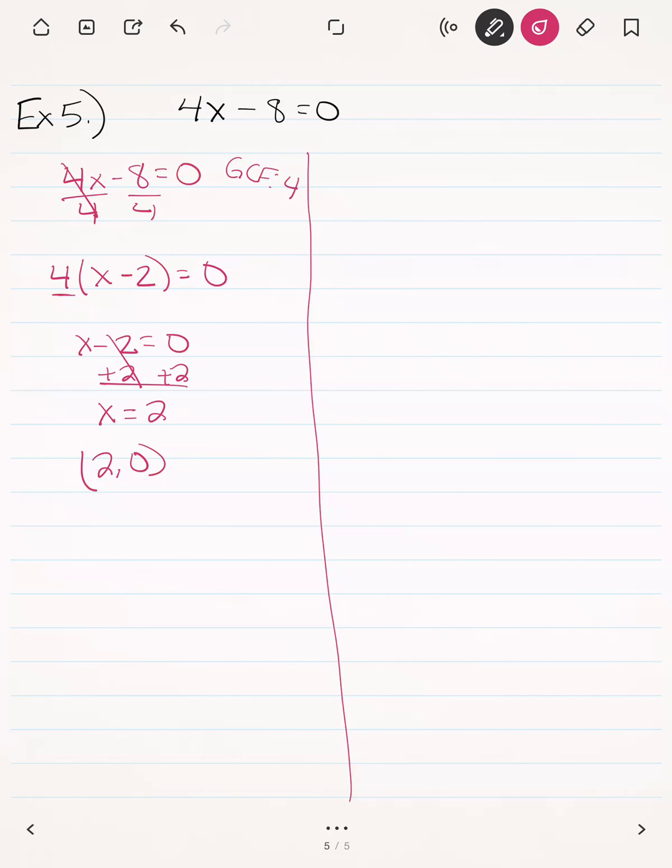Okay, the other way you could do it is, if you notice, it's just a simple two-step equation. So if I add 8 to both sides, I get 4x equals 8. Divide both sides by 4. The 4's make a 1. I get x equals 2. No matter what, I get 2, comma 0 is my x-intercept. Okay, this one's more of a linear problem, but we still need to make sure that we're practicing it. So this is the video for solving quadratics by factoring.